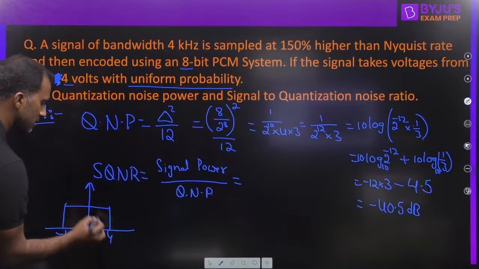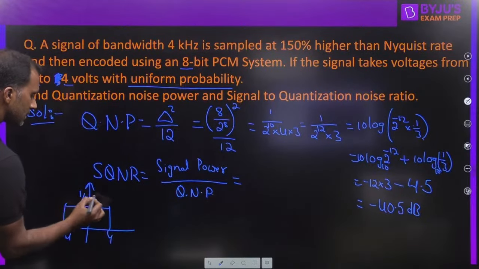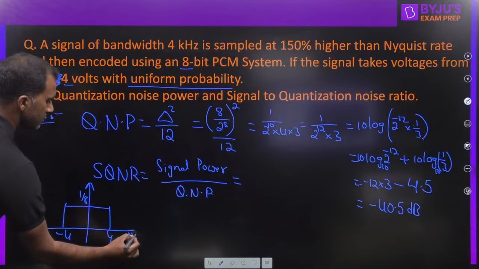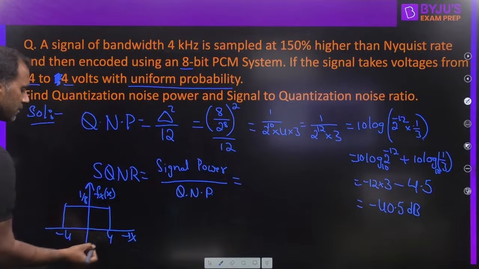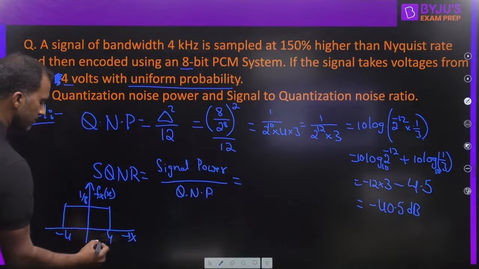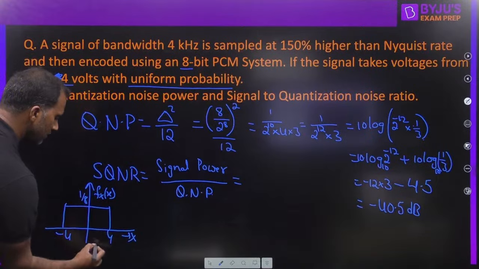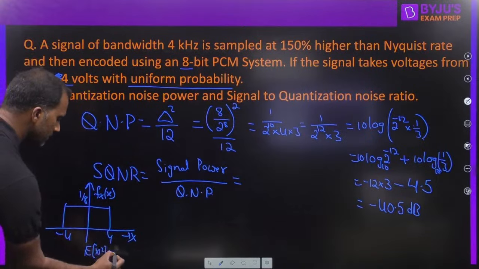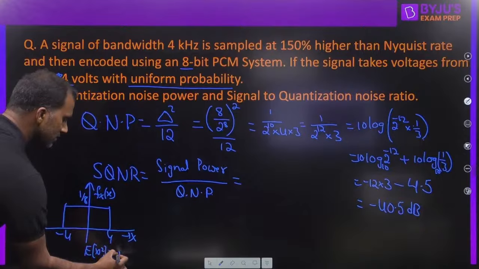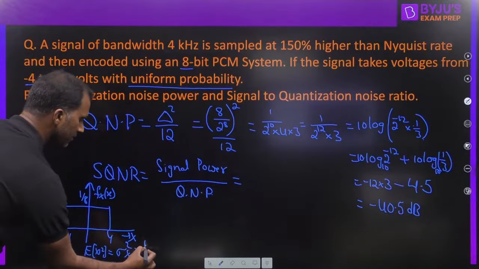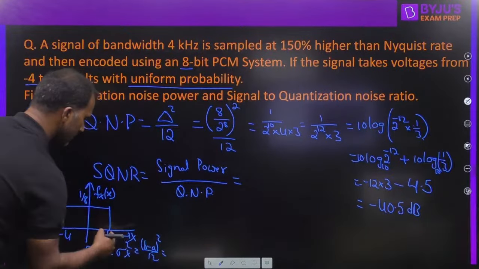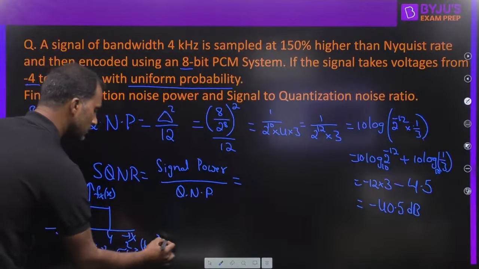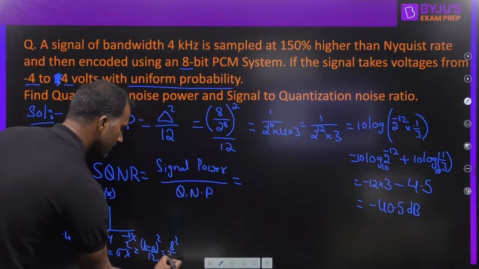It takes values from -4 to +4 with a height of 1 by 8. This is the PDF of the signal. Let us assume if the signal is x, this is fx of x. Since this is a uniform PDF, the mean value is 0, so mean square value and variance will be the same because the mean is 0. The formula for variance is (b minus a) whole square by 12. b is 4, 4 minus of -4 is 8, 8 square by 12.